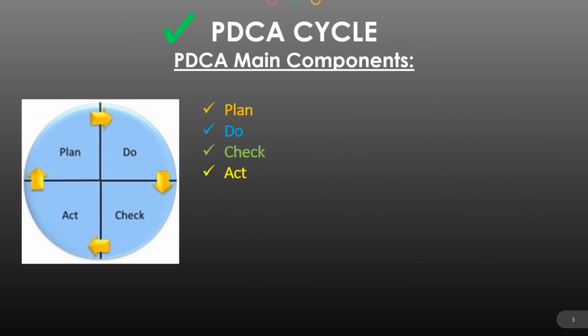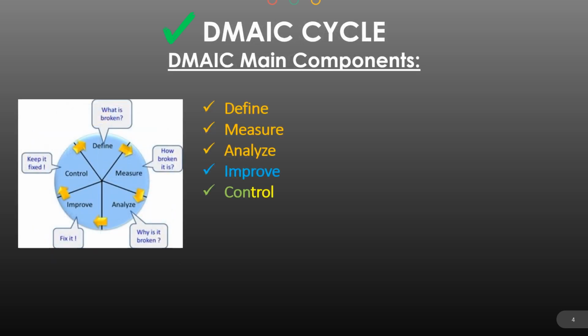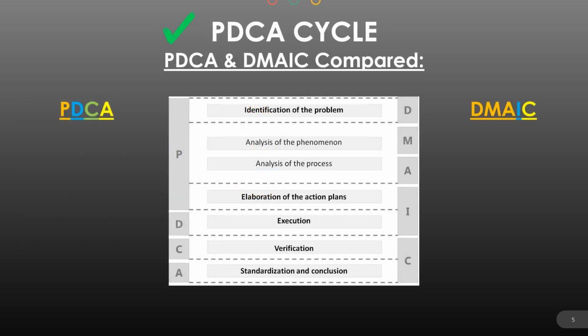PDCA cycle. Main components. Plan, do, check, and act. The DMAIC cycle main components. Define, measure, analyze, improve, and control. PDCA and DMAIC compared. You can see on this chart how the two processes compare to each other and their similarities.